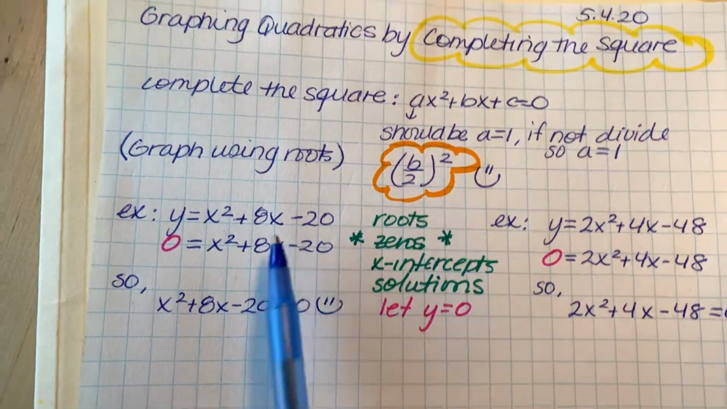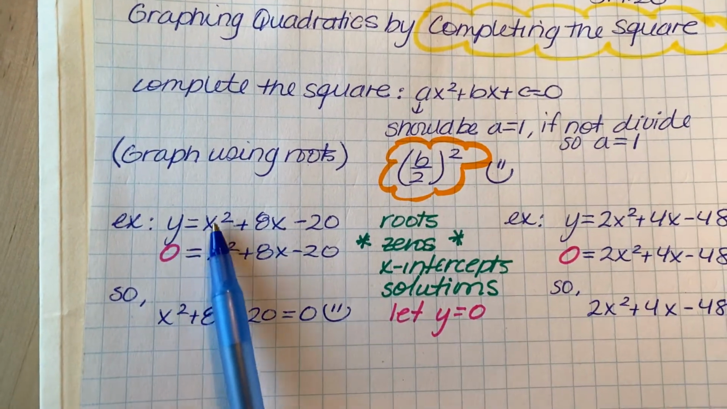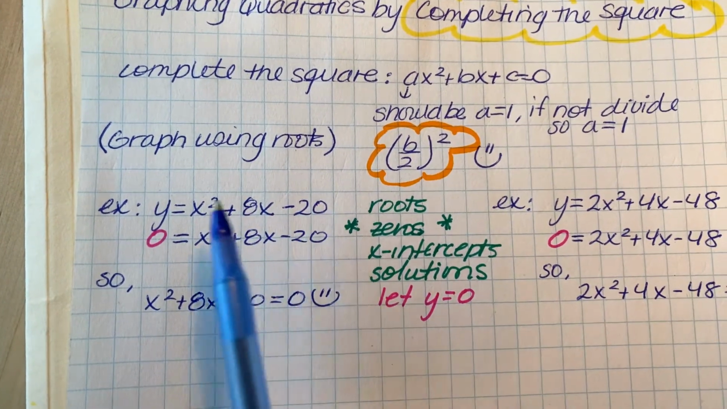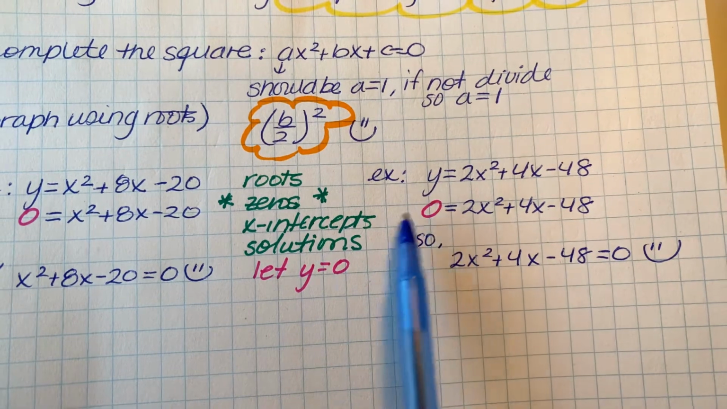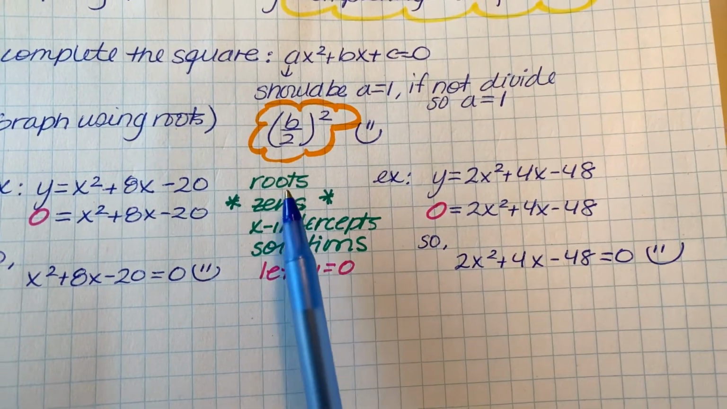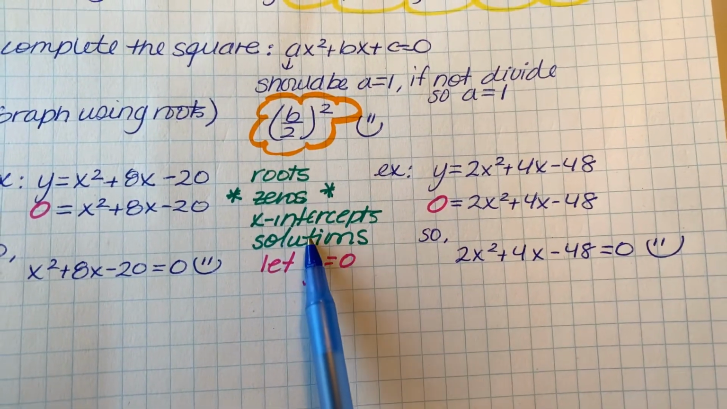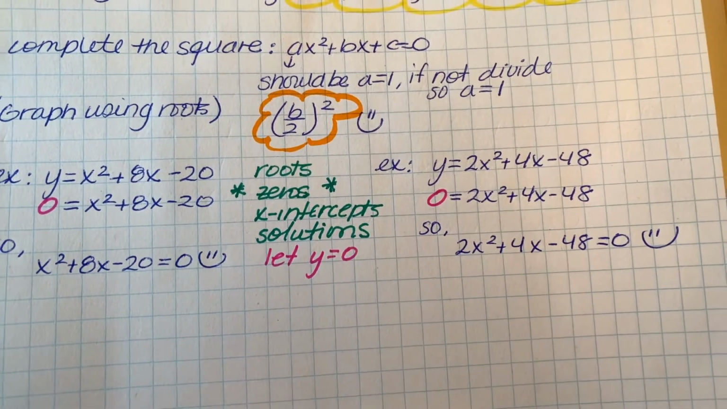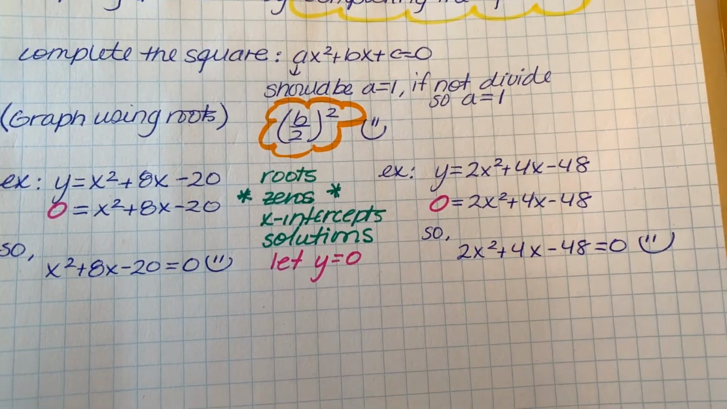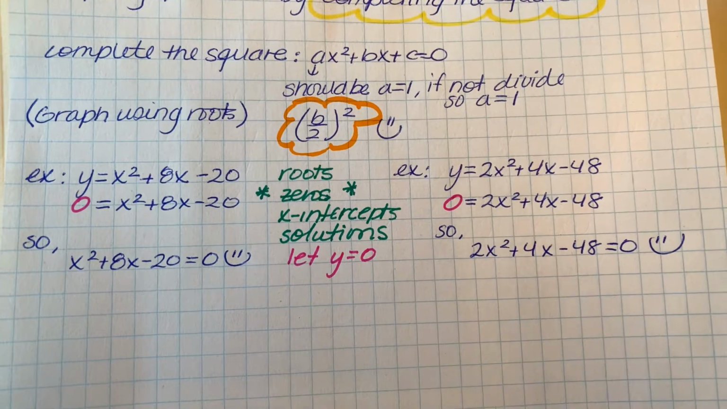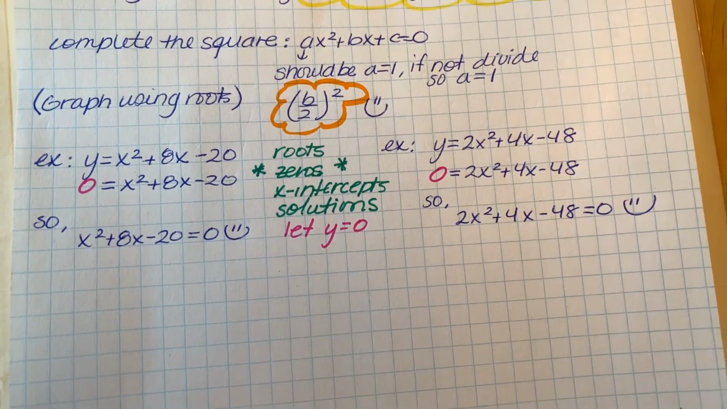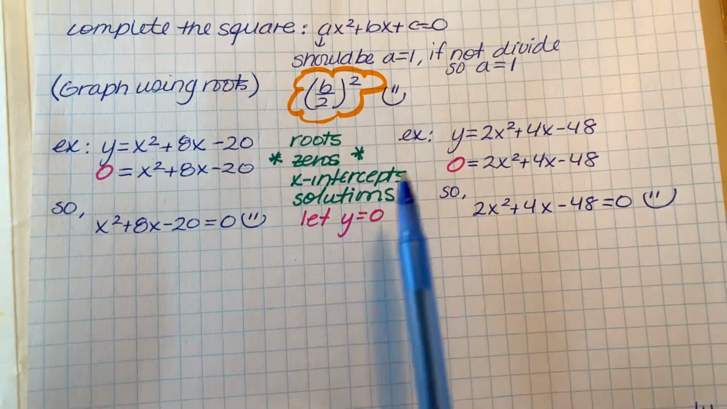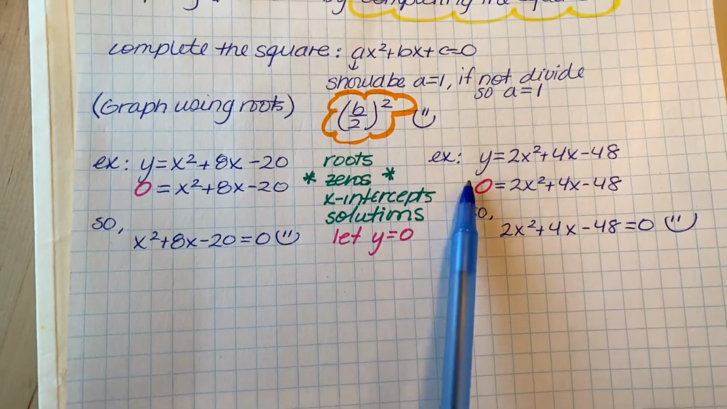Okay, so look, here's our quadratic. y equals x squared plus 8x minus 20. Why is there a pink 0? Because I let y equal 0. Remember, if you're going to look for roots, zeros, x-intercept solutions, you let y equal 0. That's why when you get the answers at the end, those points are plotted on the x-axis. That's why, because y is 0. So that's where the pink 0 is.